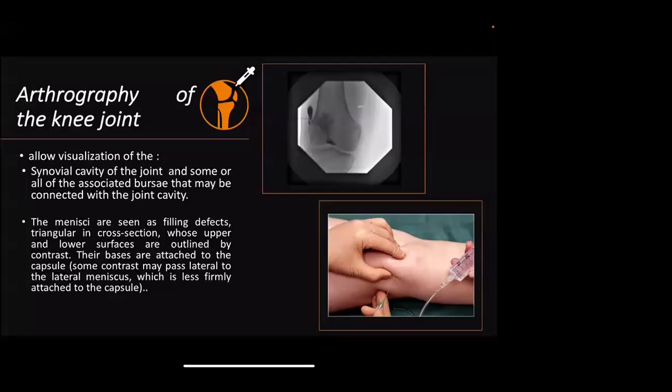Arthrography of the knee joint allows visualization of the synovial cavity of the joint and some or all of the associated bursae that may be connected with the joint cavity. The menisci are seen as filling defects, triangular in cross-section, whose upper and lower surfaces are outlined by contrast. Their bases are attached to the capsule. Some contrast may pass lateral to the lateral meniscus, which is less firmly attached to the capsule.